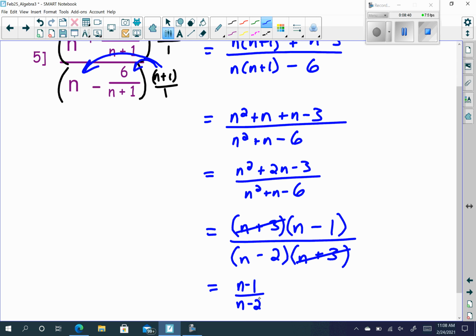So these problems look very different, but it's still the same process. We're taking the LCD and we're multiplying the numerator and denominator by it to simplify these complex fractions.